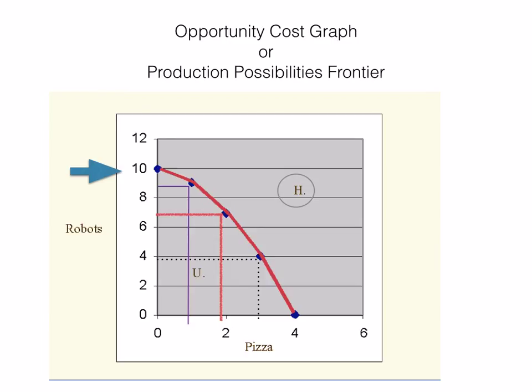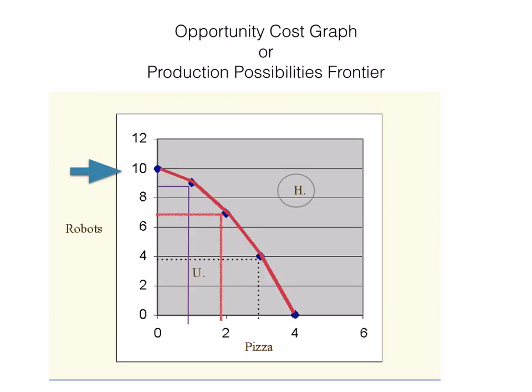Now, another thing that we can look at with this graph is the purple line. What's the opportunity cost of one pizza? 1 robot, right? So we're only giving up 1 robot to make 1 pizza. What's the opportunity cost of the dotted line? 6 robots, right? So we're giving up 6 robots, but how many pizzas are we getting? 3.